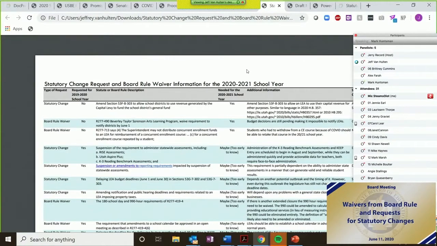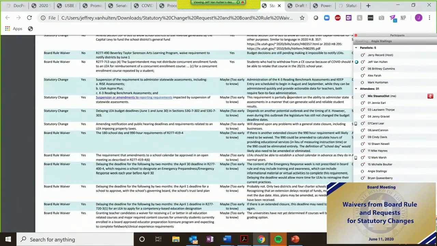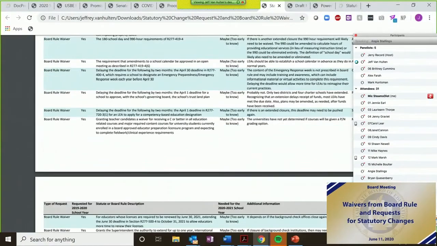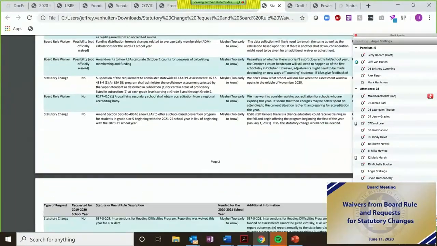Okay, so next we're to item 5.2, which are requests for board rule waiver or flexibility. You've got on your screen the document that Jill and I prepared with the support of staff. You can see there's about 46 items that the staff reviewed and provided input on.